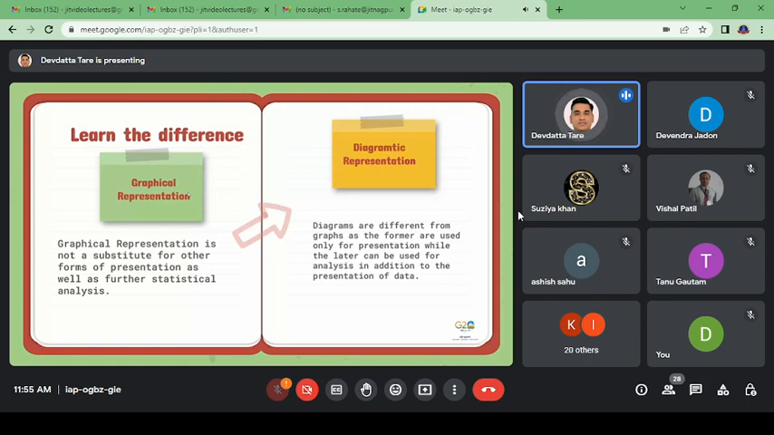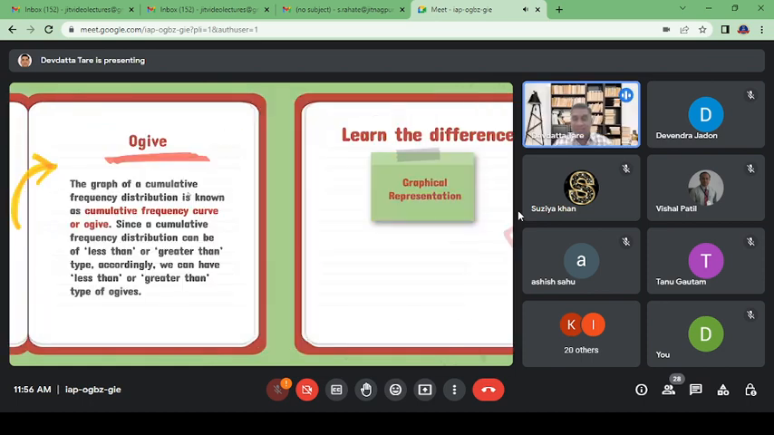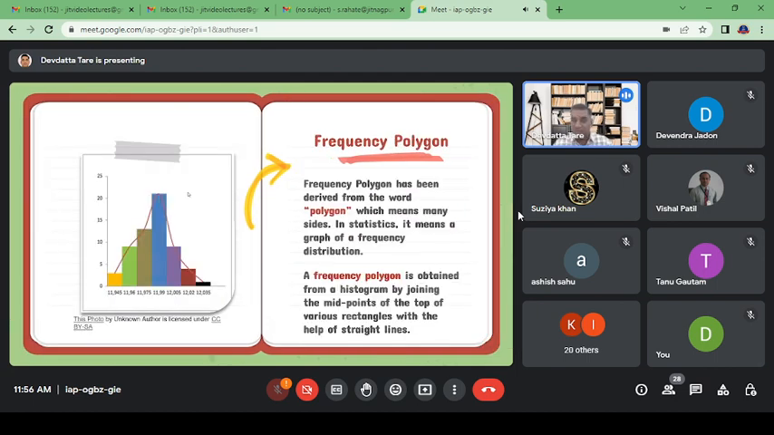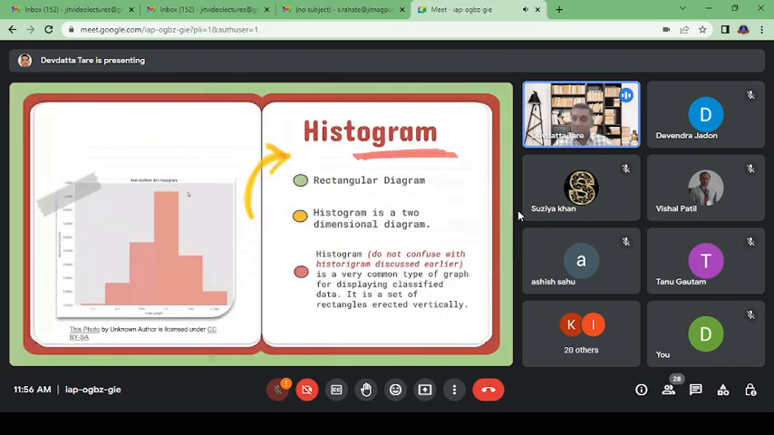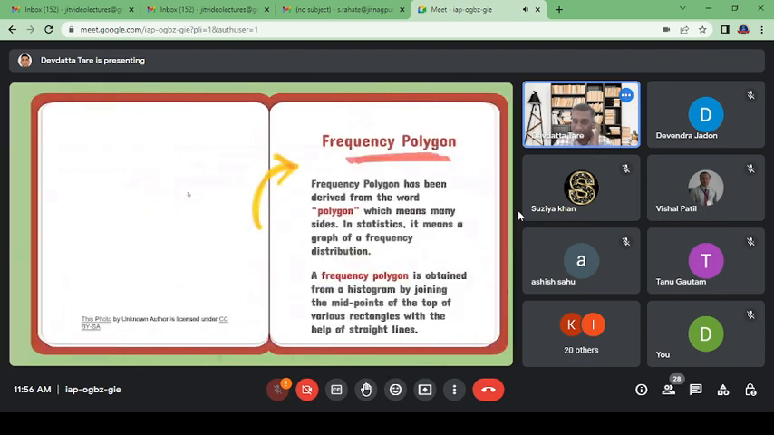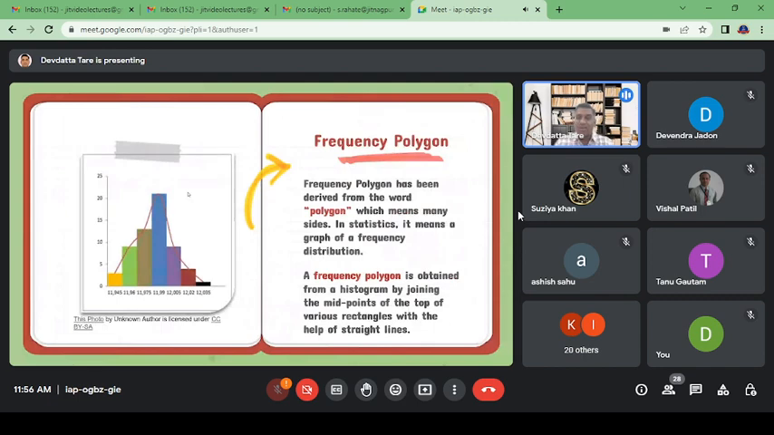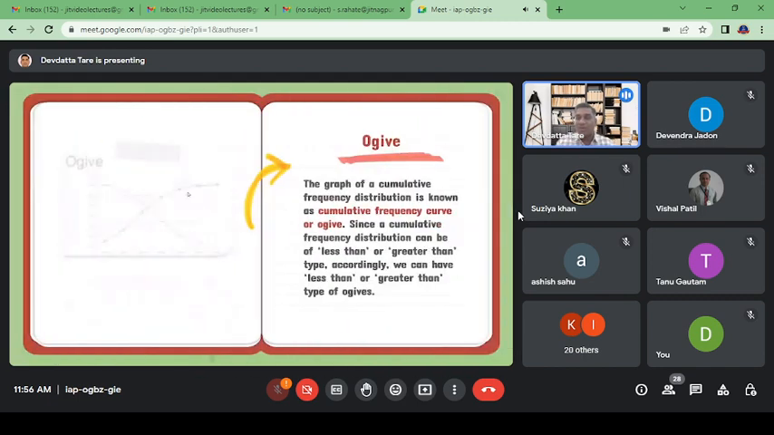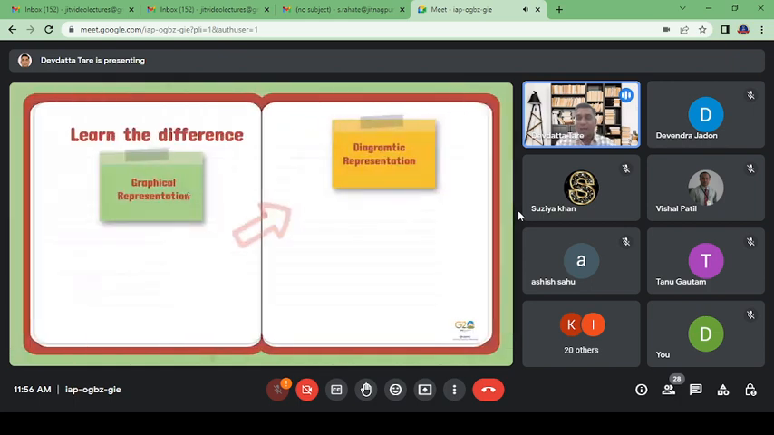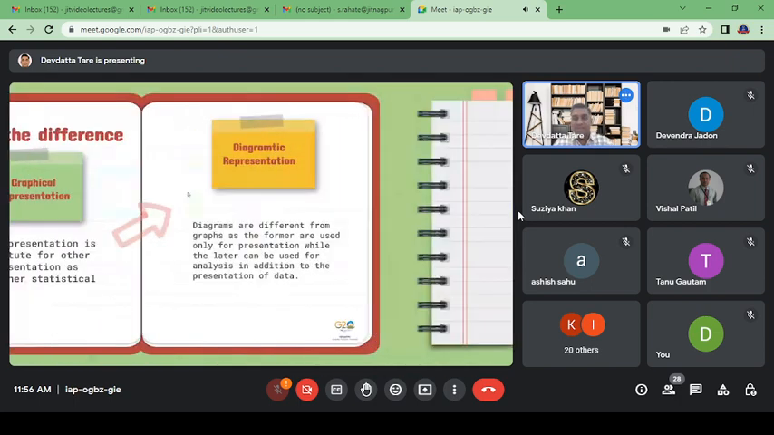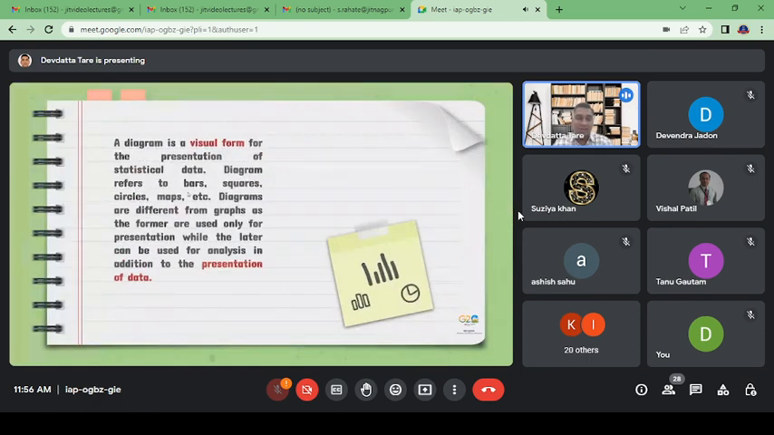Graphs we have just seen: the line chart is an example, the ogive is an example, the frequency curve is an example, the frequency polygon is an example, the histogram, the historigram, everything is an example of graphical representation. We have a graph, but now we are going to discuss diagrammatic representation. So diagrams are different from graphs as they are used for statistical analysis.